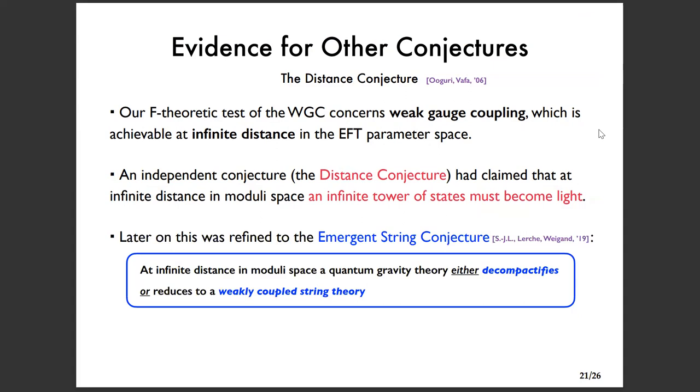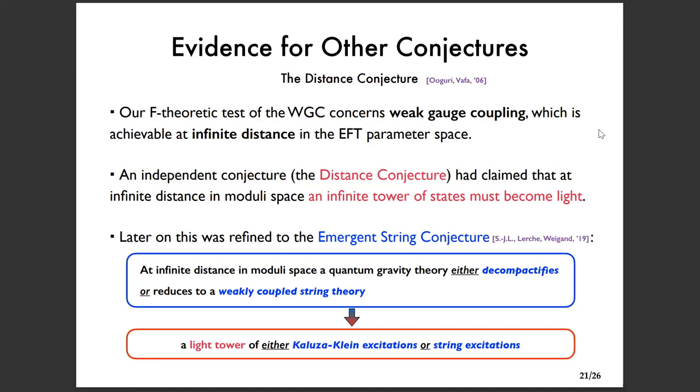And later on, this conjecture was refined in 2019 to the emergent string conjecture, according to which at infinite distance, the theory either decompactifies or reduces to a weakly coupled critical string theory. So the former case, decompactification, leads to a light KK tower, and the latter case to a light string excitation tower. So the emergent string conjecture clarifies the very physical nature of the light tower, which emerges at infinite distance according to the distance conjecture. So in this sense, it is a refinement of the distance conjecture.